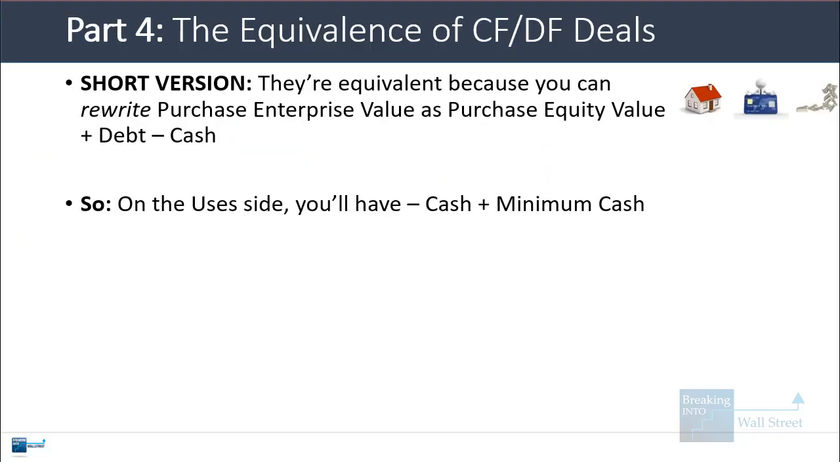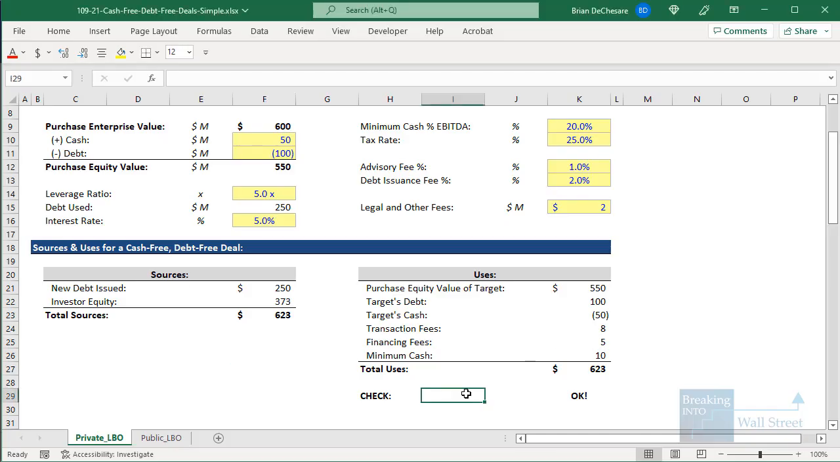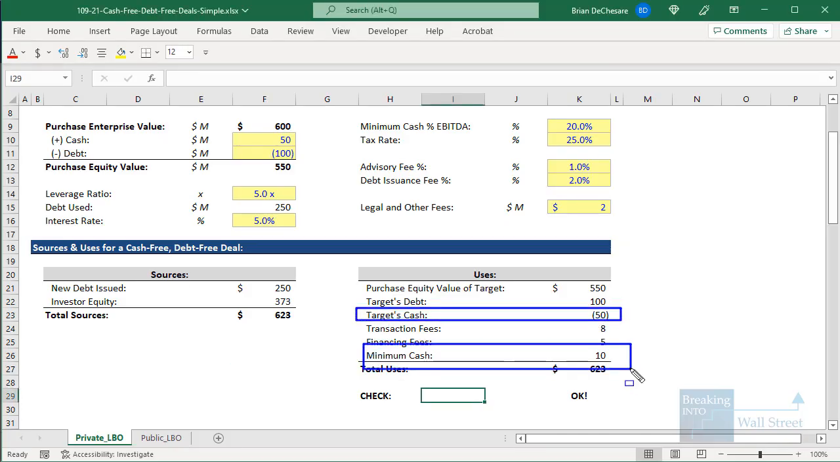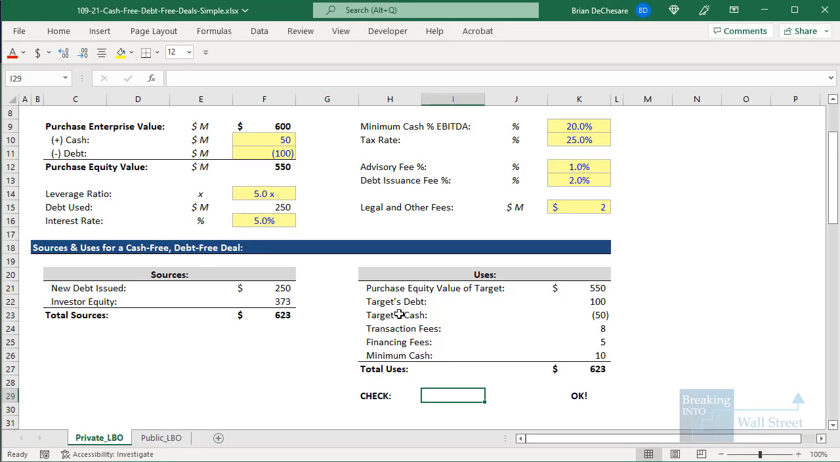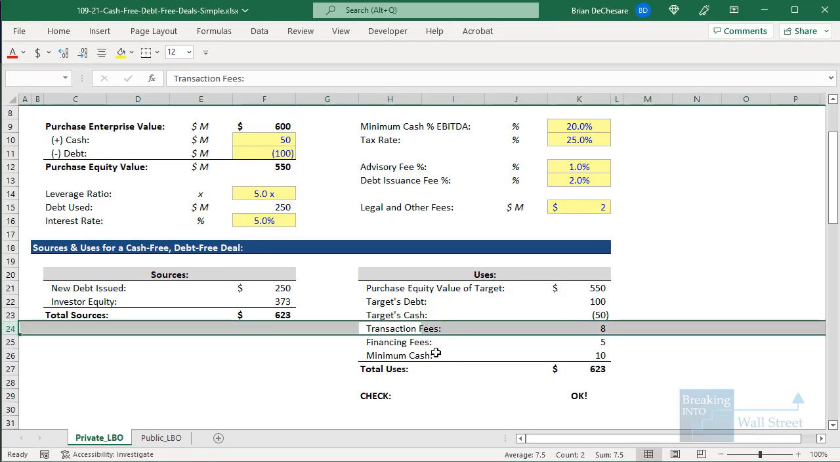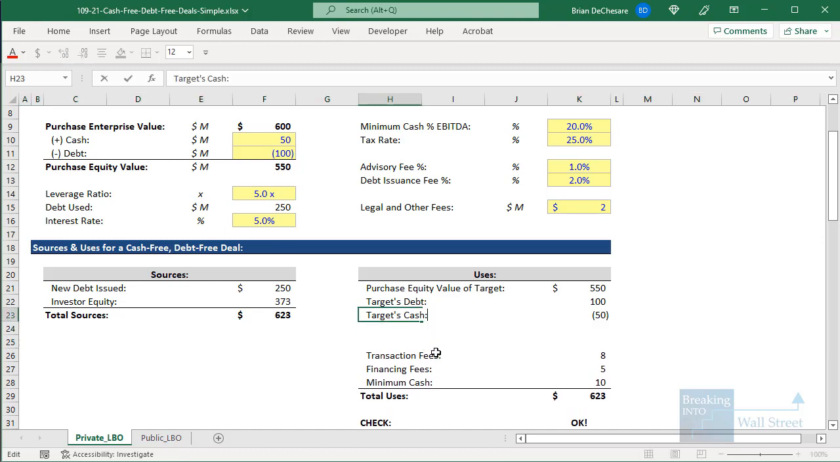On the uses side, therefore, this means that we have negative cash plus the minimum cash. And you can see that right here. We're subtracting the whole cash balance, but then we're adding the minimum cash balance. And what that really means, if you think about it, is that we get the negative of the company's excess cash balance on the uses side. So to write this out more explicitly, what we could say is target's excess cash right here.